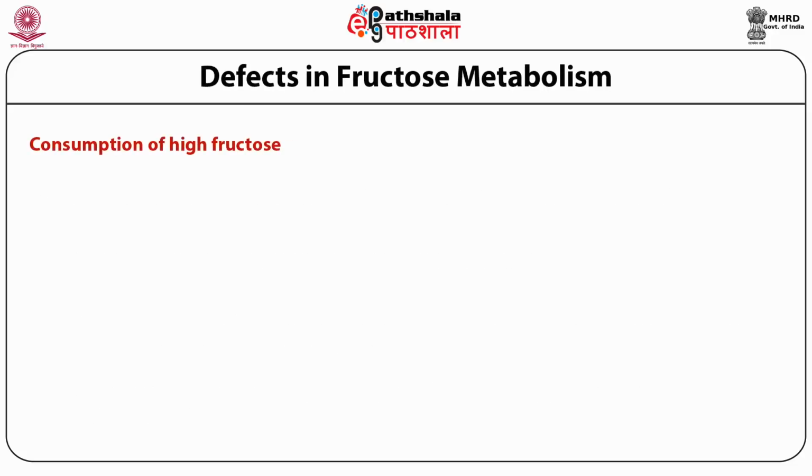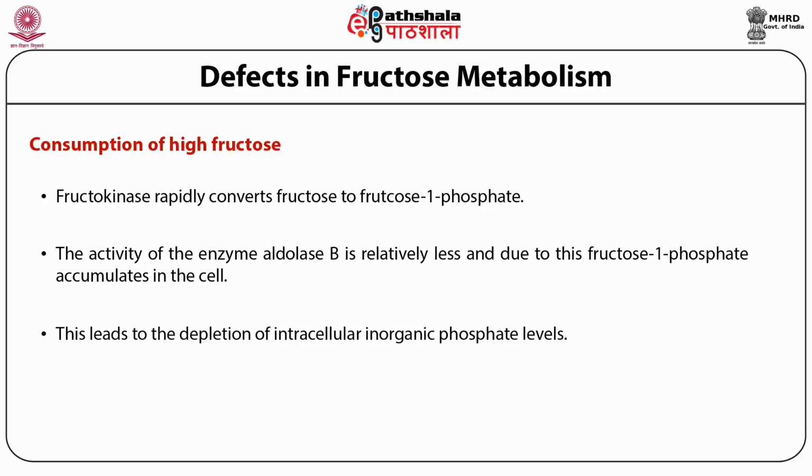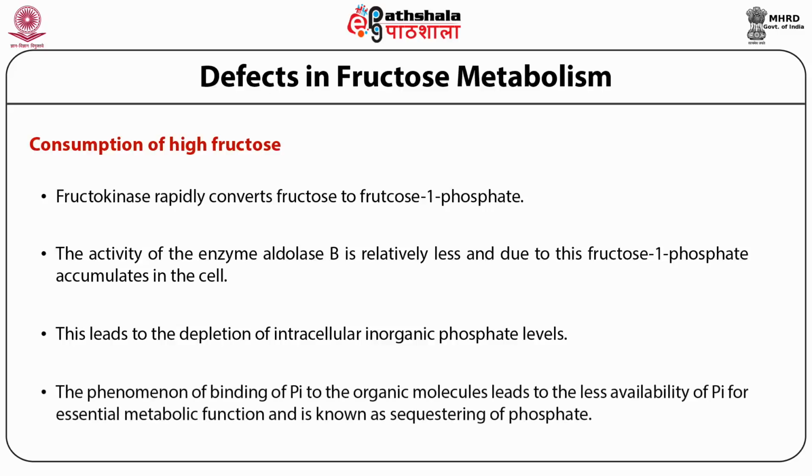The consumption of high fructose. Fructokinase rapidly converts fructose to fructose 1-phosphate. The activity of the enzyme aldolase B is relatively less, and due to this, fructose 1-phosphate accumulates in the cell. This leads to the depletion of intracellular inorganic phosphate level. The phenomenon of binding of phosphate to the organic molecule leads to less availability of phosphate for essential metabolic function and is known as sequestering of phosphate.